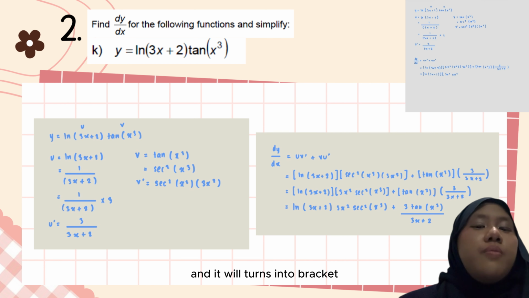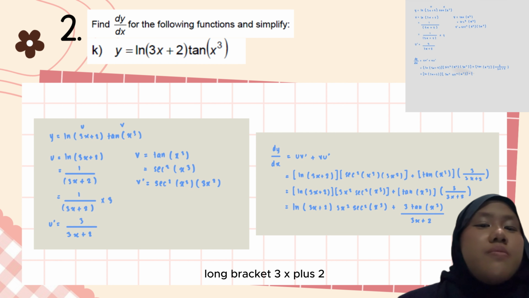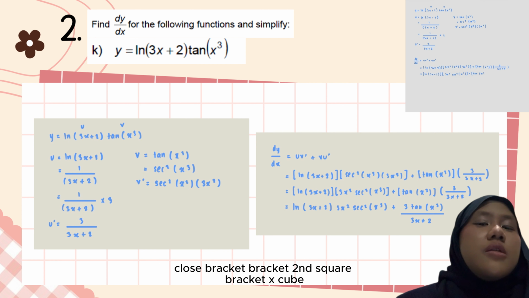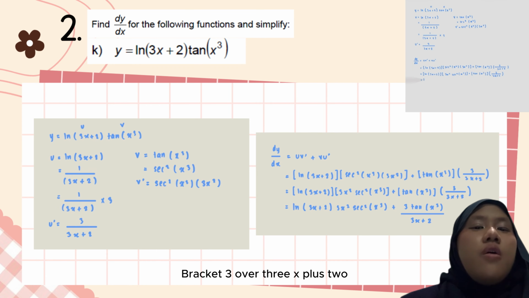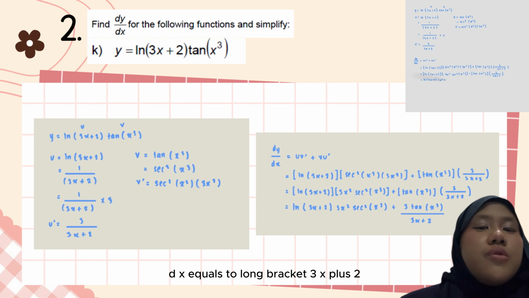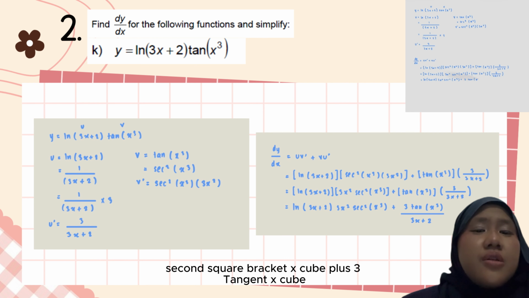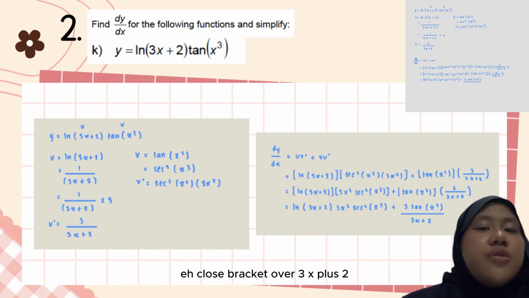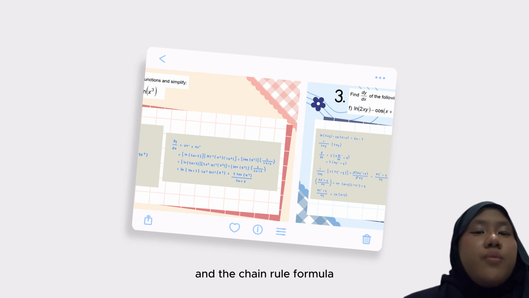And it turns into dy/dx equals [ln(3x+2) sec²(x³)(3x²) + tan(x³)(3)] over (3x+2). Hence, the final answer is dy/dx equals [ln(3x+2) 3x² sec²(x³) + 3 tan(x³)] over (3x+2).